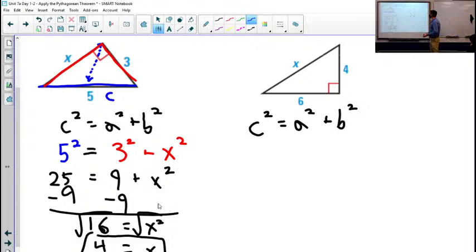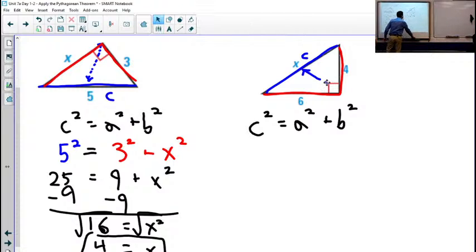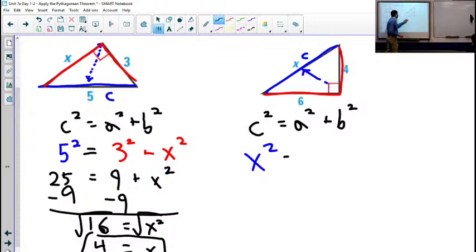Right angle. Right across from it, that's my hypotenuse. Or, here's my two legs I used to build the right angle. So the other side has to be the hypotenuse. So x squared is going to go on the left side. And then my other two legs are going to go on the right side.